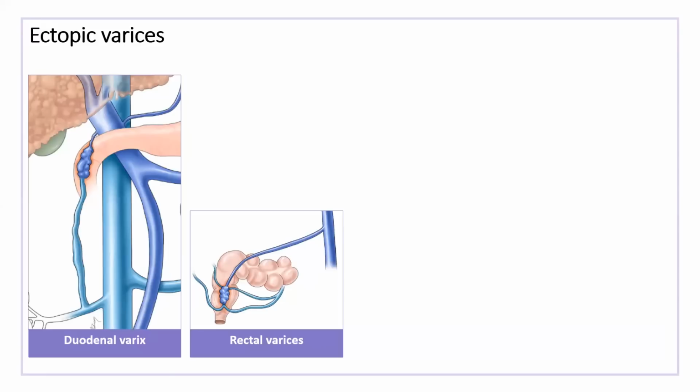These diagrams show duodenal varix and rectal varix, and you can also have stomal varices at the site, such as at an ileostomy site. Now, ectopic varices are a rare complication of portal hypertension. In all portal hypertensive gastrointestinal bleeding, bleeding from ectopic varices is relatively rare. But when it happens, it's quite dramatic and it can be difficult to control.